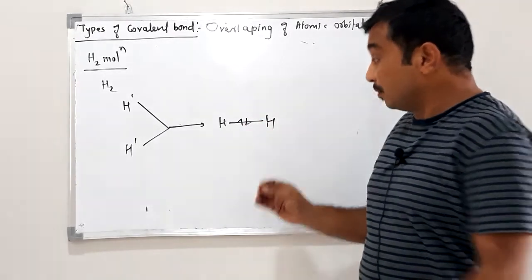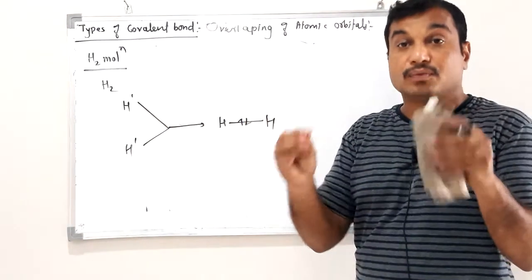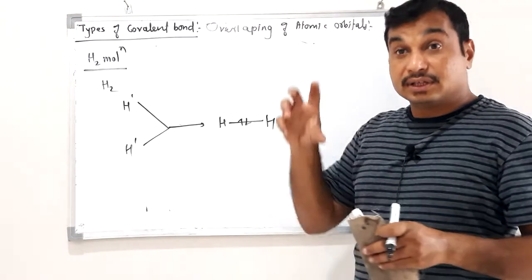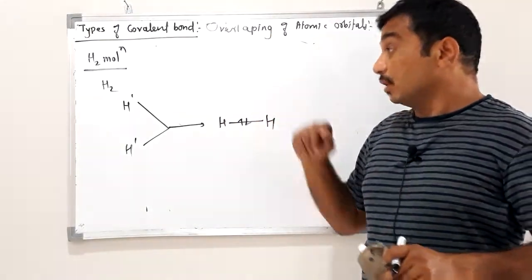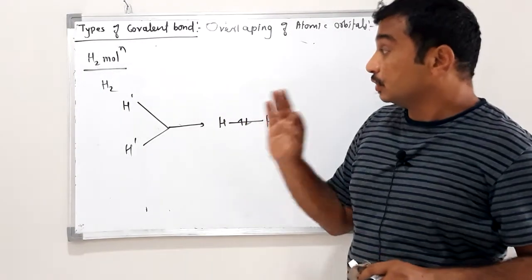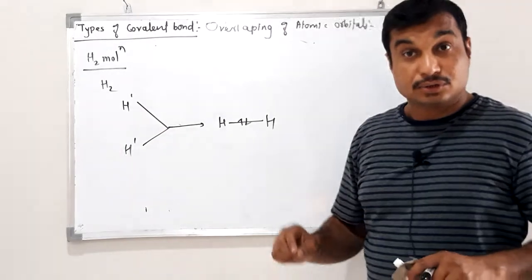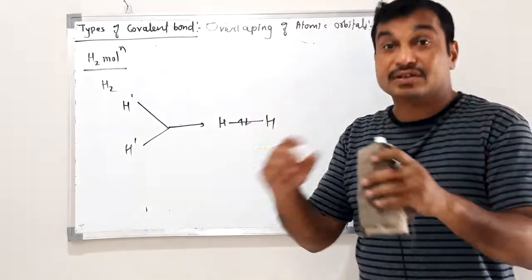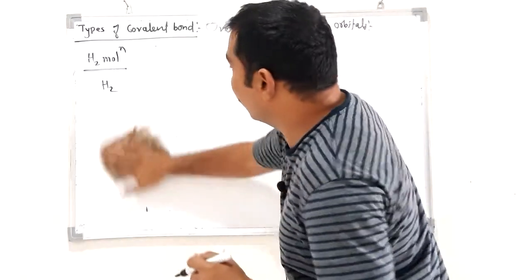But actually what happened? When they come close together, what happened? How does a chemical bond form? This topic is here. And remember, for the formation of a bond between these two atoms, for example hydrogen, there is some mechanism for bond formation. See, I will try to explain how a bond forms.